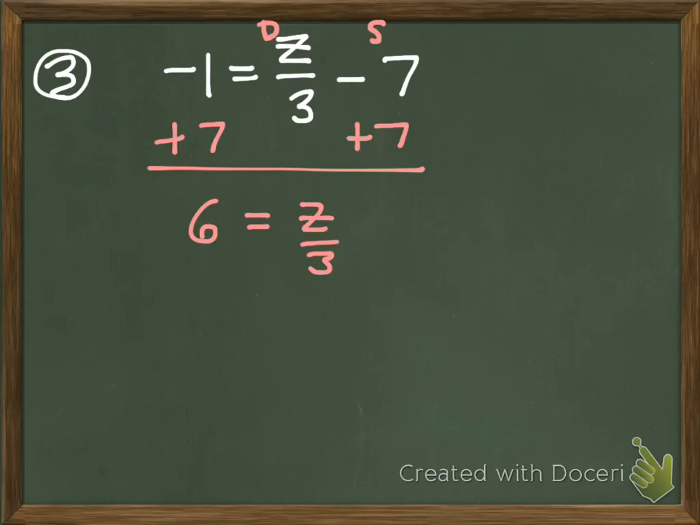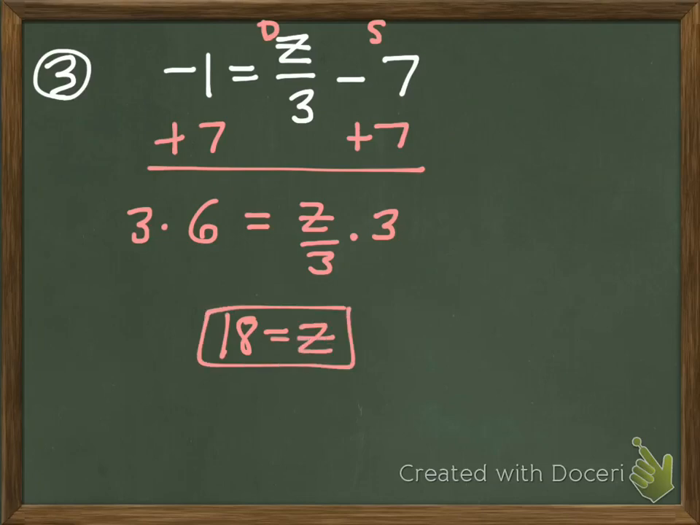The question was, how do I get rid of this 3? Multiply. Why am I multiplying? Because it's the inverse of division. So if I multiply that side by 3, I have to multiply this side by 3, and I get 18 equals Z. And I do the European Z so you don't think it's a 2.